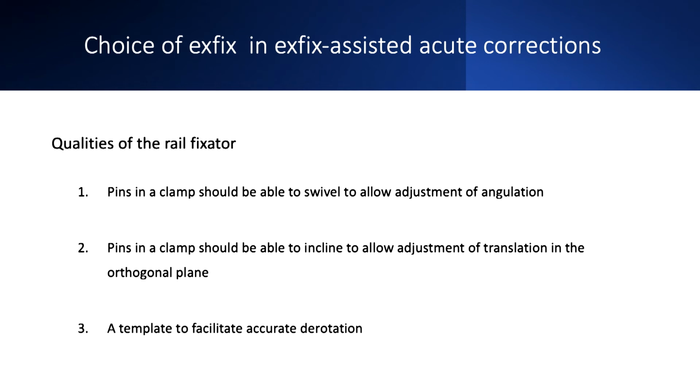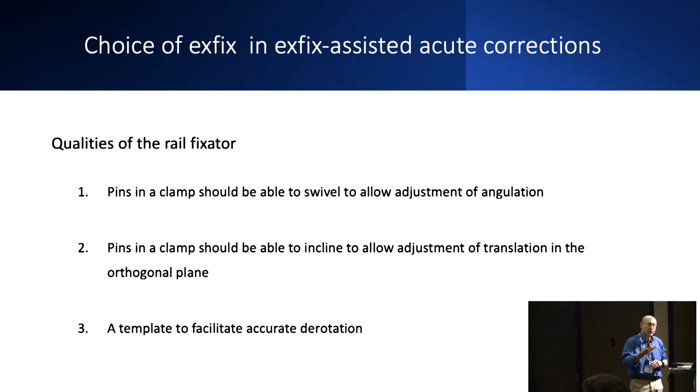So, the qualities of the fixator. First of all, you need an ability to alter angulation in one plane. In the orthogonal plane, you need the ability to alter translation. Those are the 2 qualities. And finally, you need a system that allows you to measure rotational correction. If your rail system allows you to do that, you're ready to go.